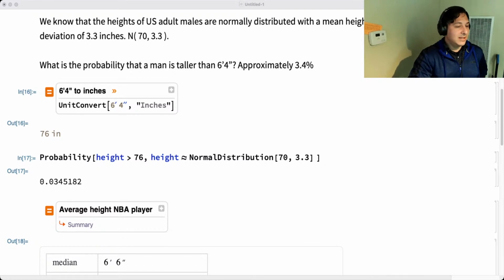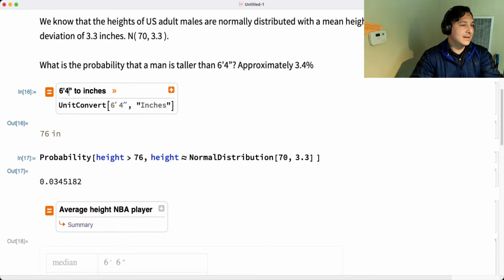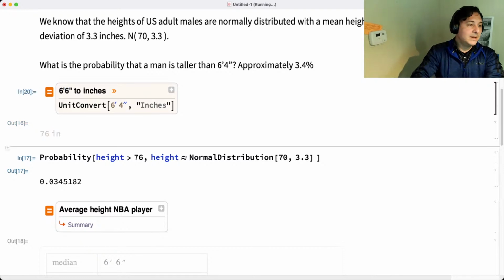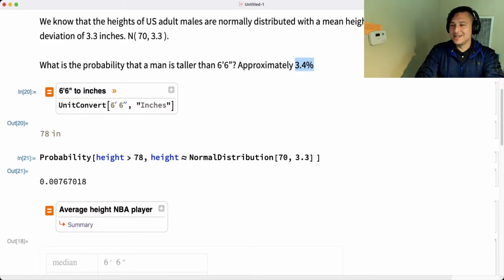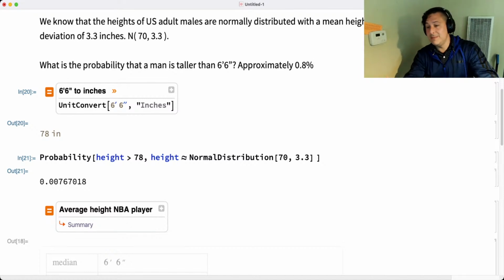Let's actually do this. So the median is 6'6". Let's redo this. Let's do 6'6" to inches. 6'6" to inches is 78 inches. So let's put 78 here. What percentage of men are taller than 6'6"? What is it? So what is that decimal there as a percentage? Yeah, so we'll just do that as 0.8. We'll round it. That's normal in the NBA, right?